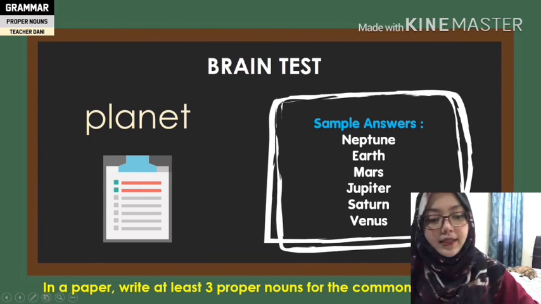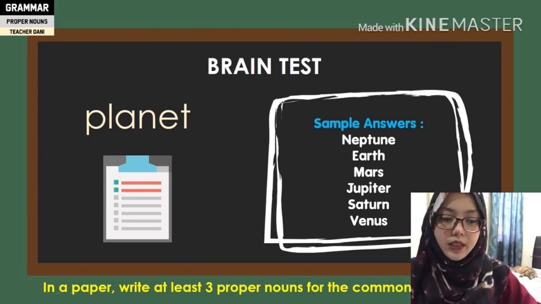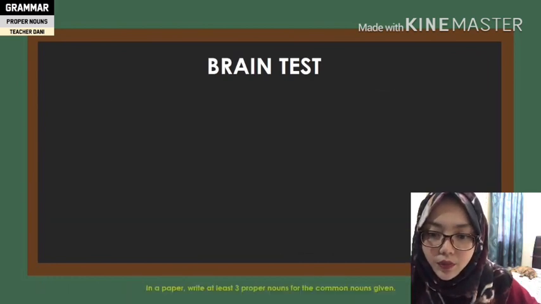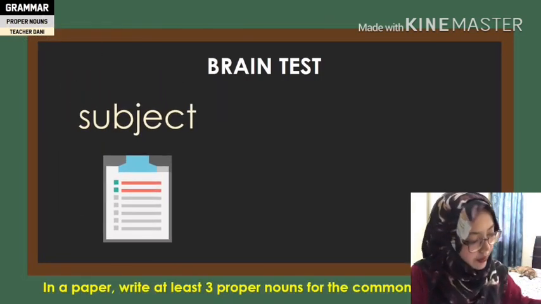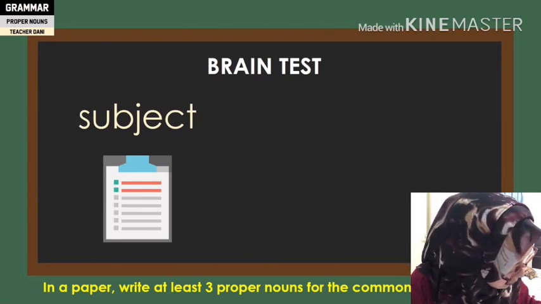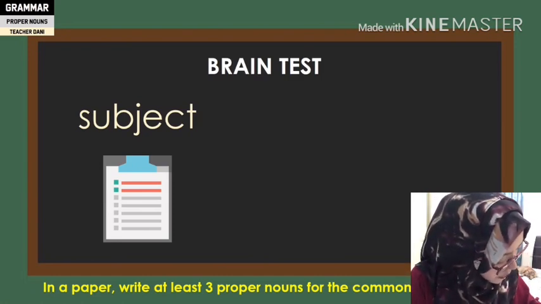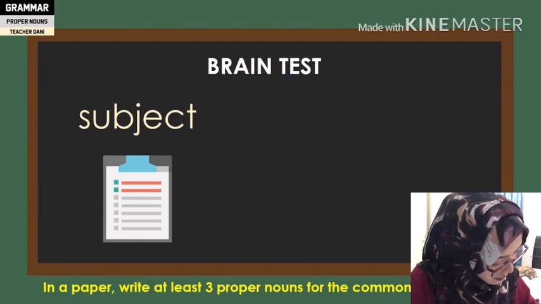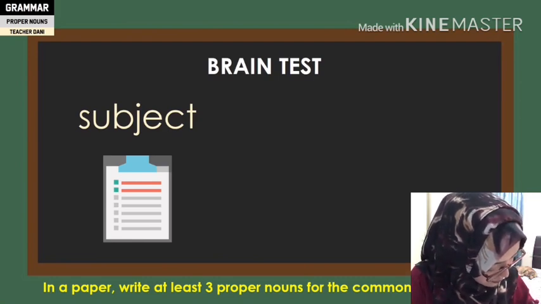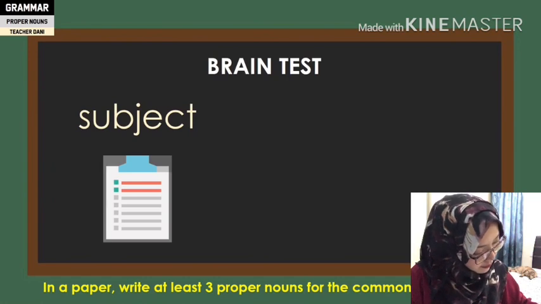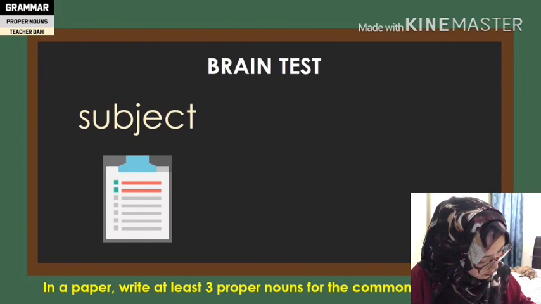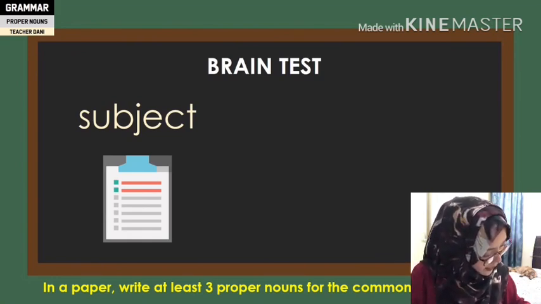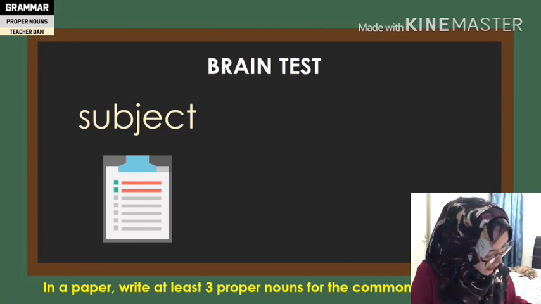Okay, let's look at the last category for our brain test. So we have subject, okay? A paper and a pen. Let's write it down now. I hope you're doing this with me. This is so fun. Okay, I'm on my last subject. Are you with me?